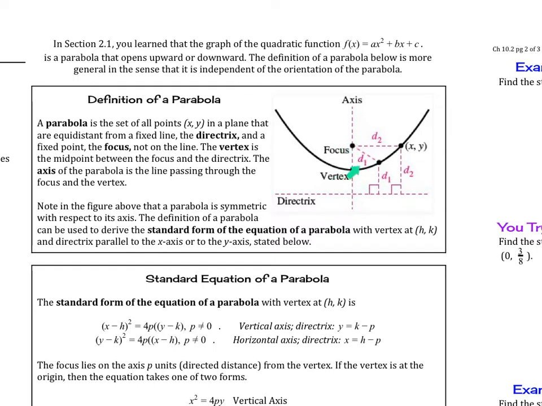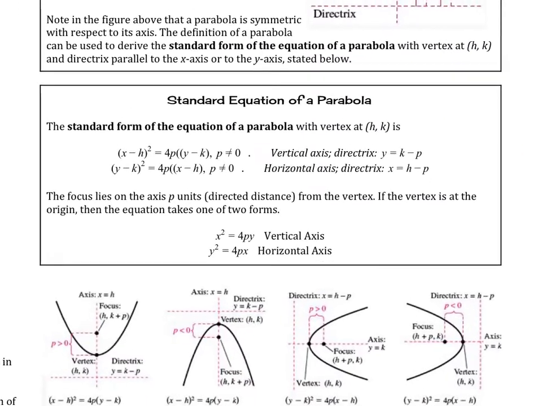The vertex is the midpoint between the focus and the directrix. The axis of the parabola, or the axis of symmetry, is a line that passes through the focus and the vertex, and it's also perpendicular to the directrix. Note in the figure above that a parabola is symmetric with respect to its axis. The definition of a parabola can be used to derive the standard form of the equation of a parabola with vertex at h, k and directrix parallel to the x-axis or to the y-axis, stated below.